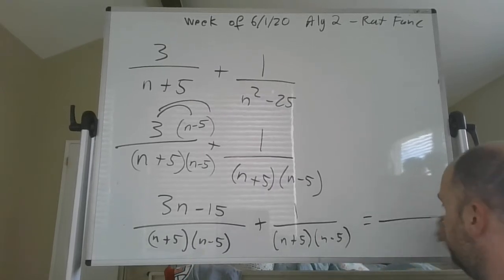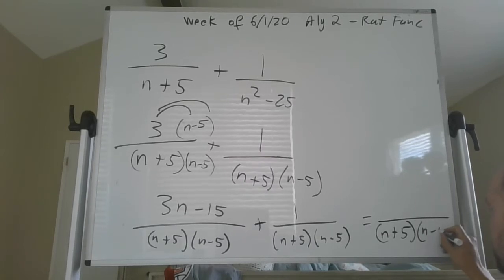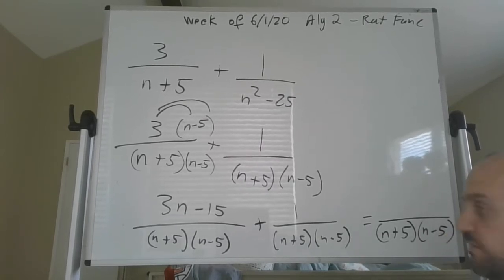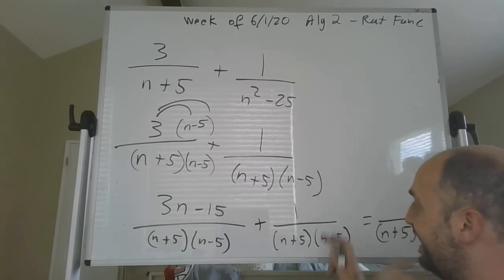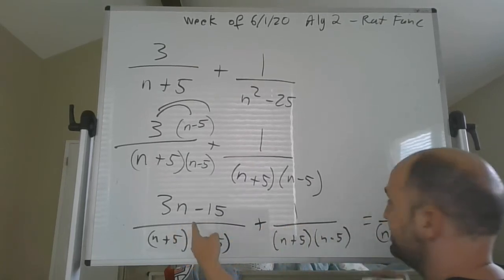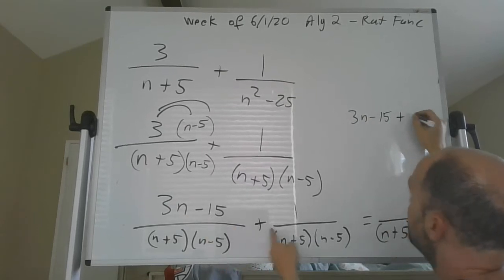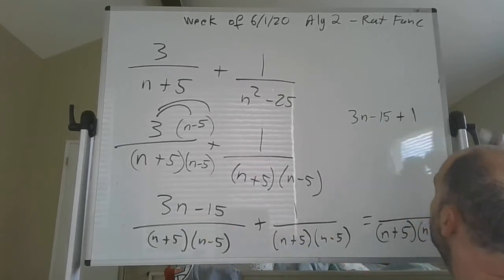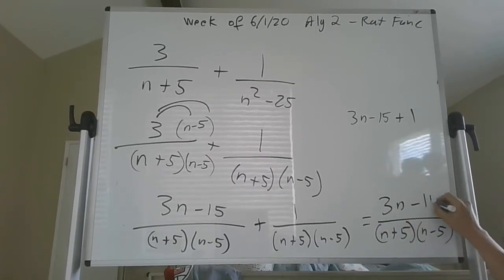So what can we do? One second, let me just write the common denominator, n plus 5, n minus 5, and we'll just add these up. Now, please be careful. When you're adding, you have to add this entire thing. So this is going to be 3n minus 15 plus this entire quantity here, which is just 1. So that's going to be 3n minus 14.